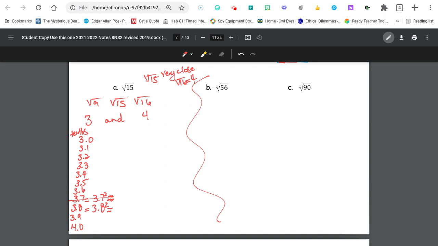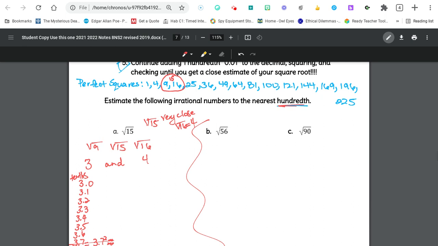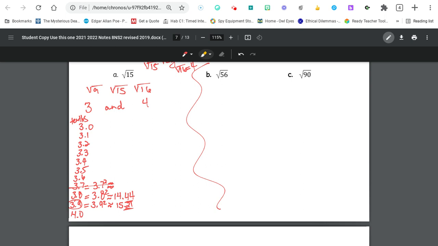3 and 8 tenths squared was approximately 14 and 44/100. 3 and 9 tenths squared is approximately 15 and 21/100. So I know that this is only like 21 cents away, or this is 56 cents away from 15. So to the nearest tenth, the square root of 15 is closer to 3 and 9 tenths. But my directions say you need to approximate it to the nearest hundredth. So I'm going to use those 2 tenths that it's between to help me with the hundredths.